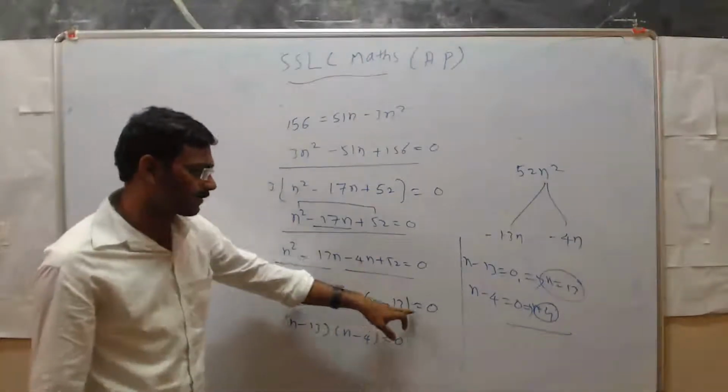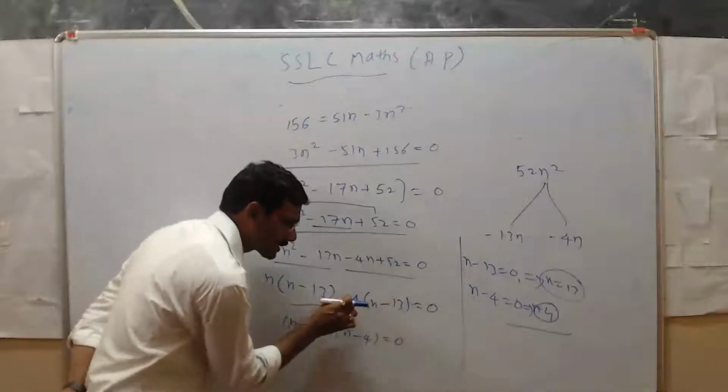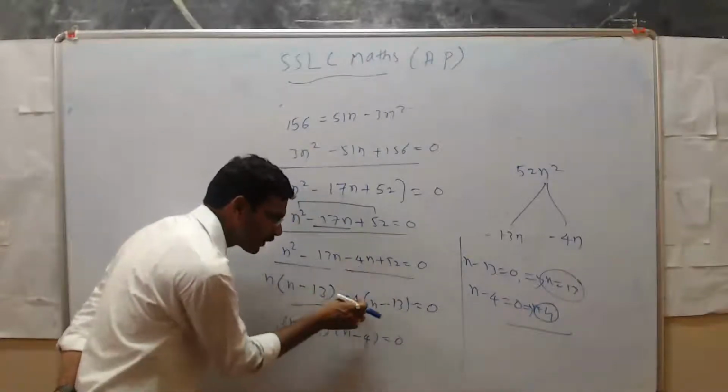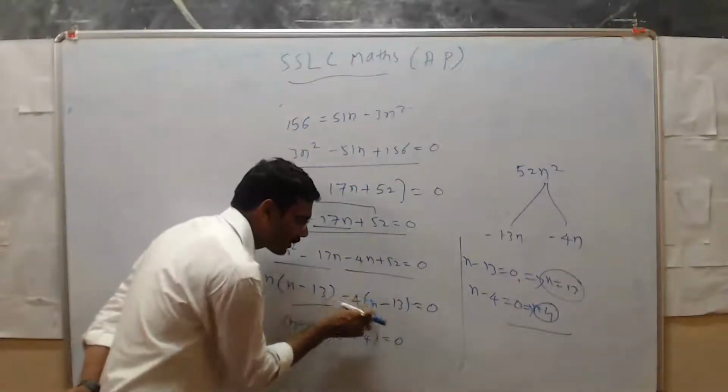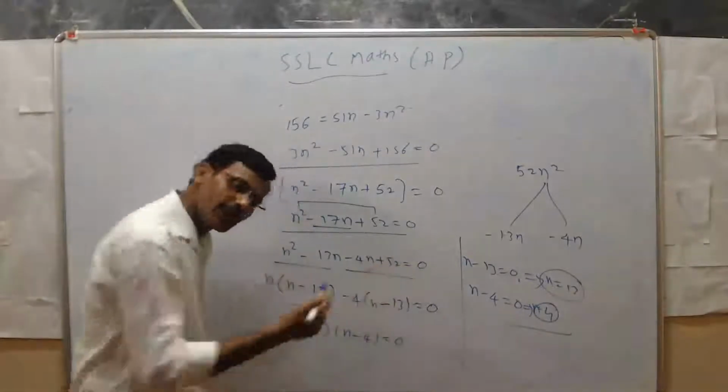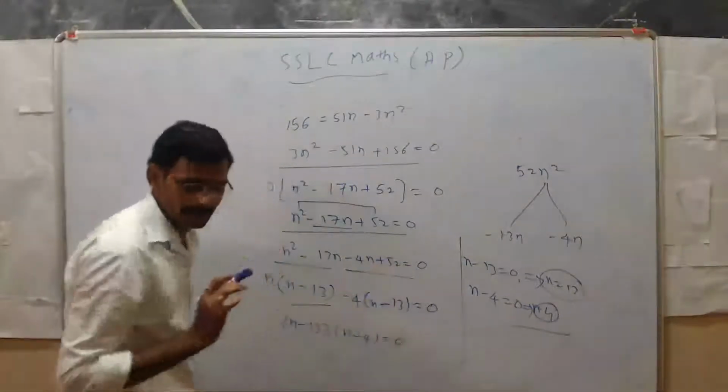Then 4 13s are 52. Again reverse. Plus into minus, minus 4 into n is 4n. Minus into minus, plus 13 4s are 52. Therefore, this step is correct.